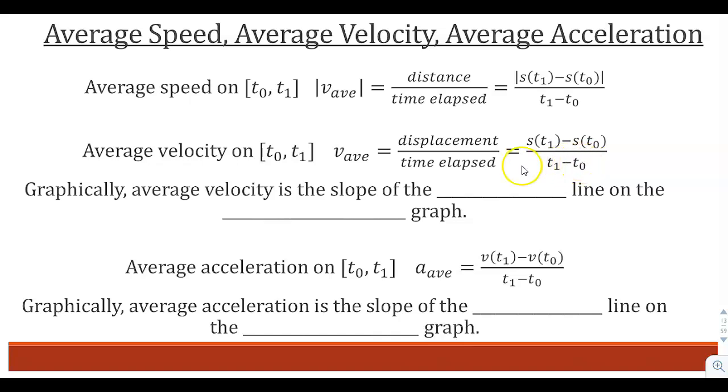So graphically, average velocity is the slope of the secant line, because we're passing between 2 points here, 2 times correspond to 2 points, on the position graph. So notice we're on position, S of t1, S of t0. And average acceleration over a time interval is the two velocities at different times, t0 and t1, subtracted, over the change in time. So the average acceleration is the slope of the secant line again. We're still passing through 2 points, but this time we're on the velocity graph.